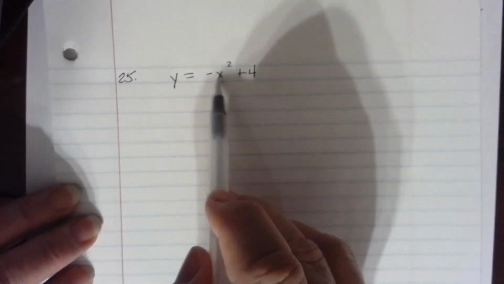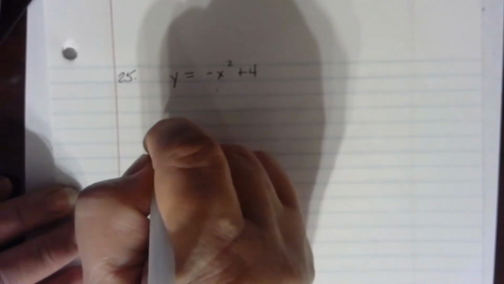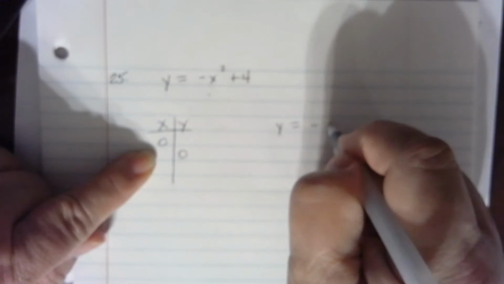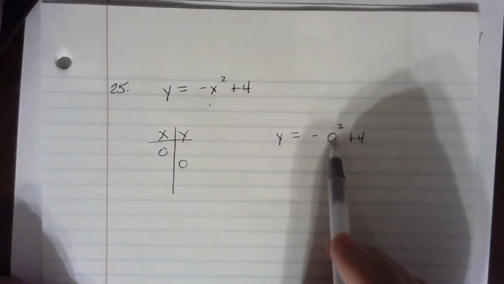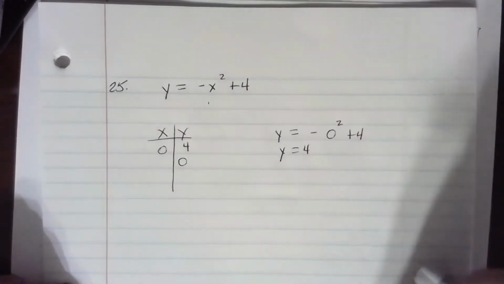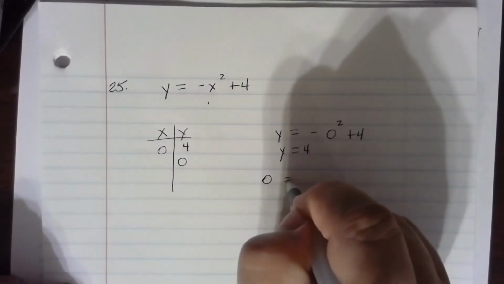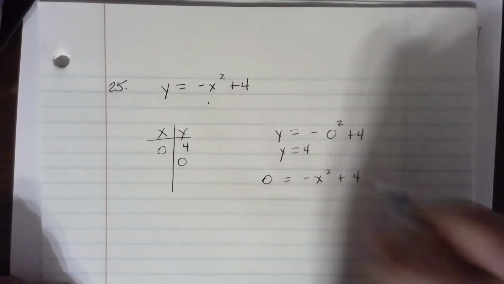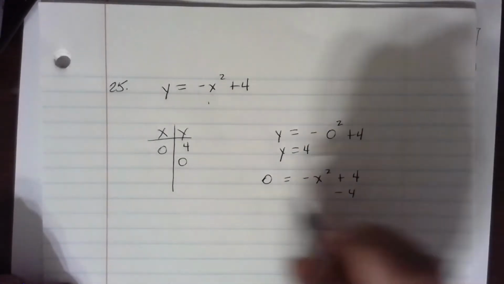When you substitute a number for x, you're going to square it and then take the opposite of it. Of course, since we're doing 0, it won't be that big of a deal. All right, when we put in 0 for x, zero squared is 0, and then minus 0 is still 0, plus 4 is 4. Now, when I put in the 0 for y, I'm going to subtract 4.